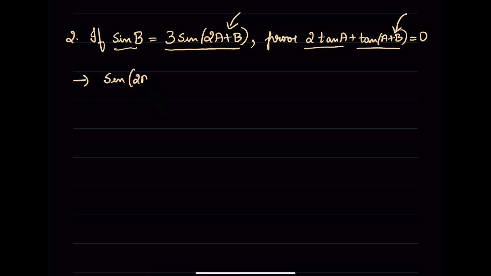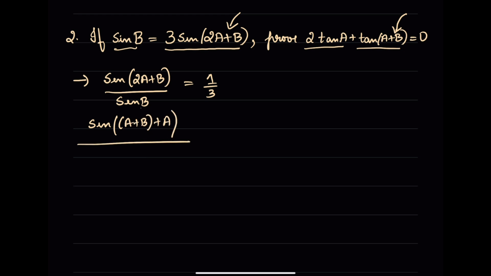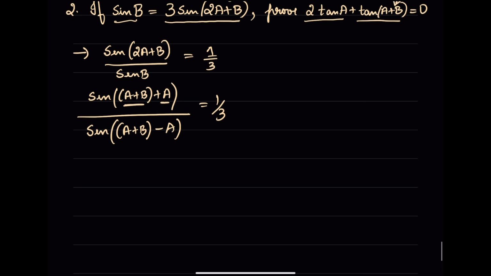So let's start solving this. We will have sine of 2a plus b divided by sine b. This is equal to 1 by 3. Now 2a plus b can be changed to sine of a plus b plus a divided by, and sine b can be changed to sine of a plus b minus a, and this is equal to 1 by 3. Now let's apply the formula of sine of a plus b, where we are considering a to be a plus b and b to be a.